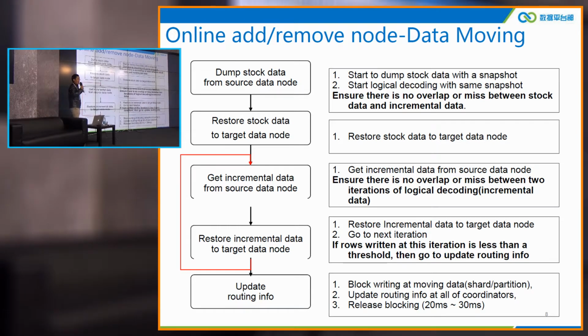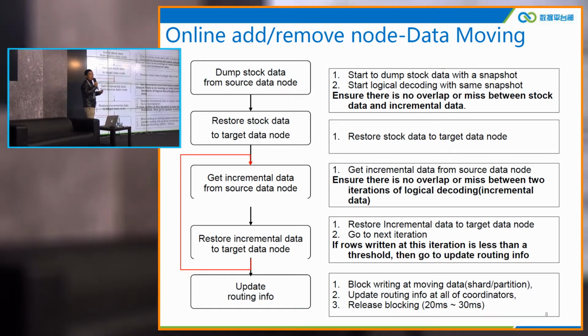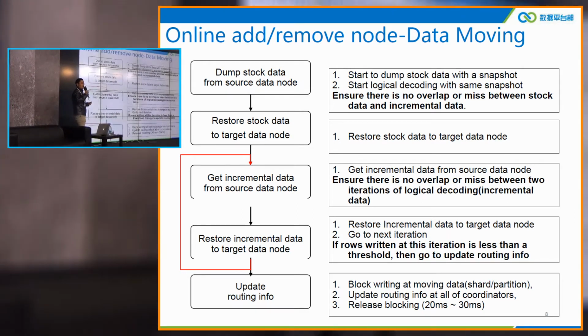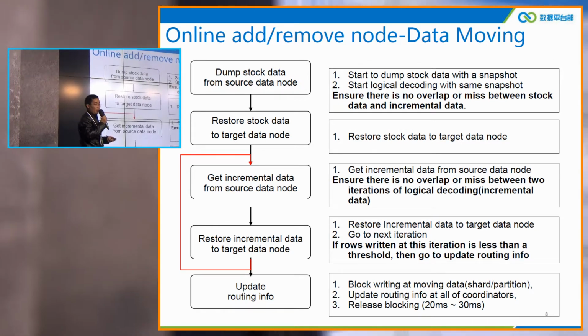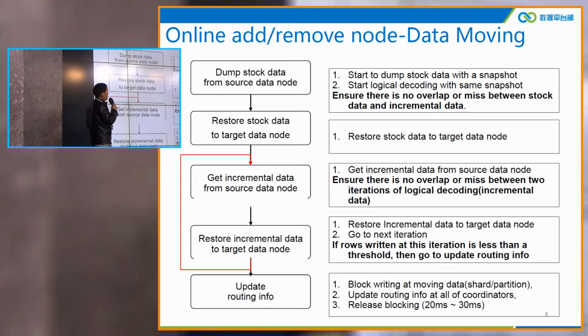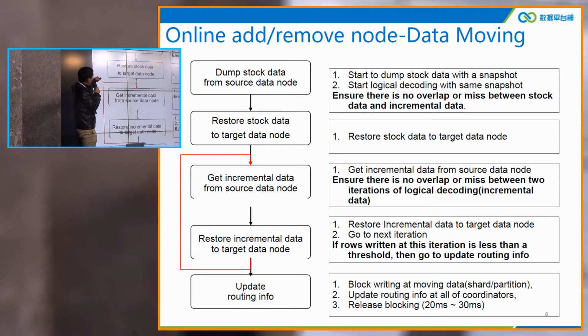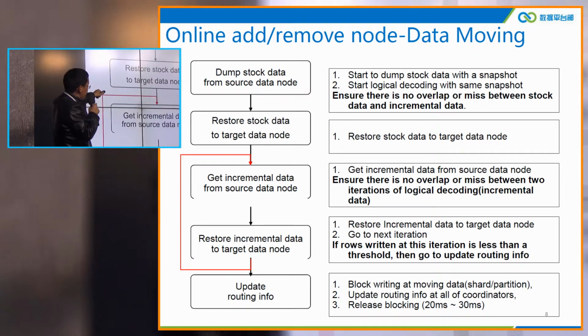Okay, just now I missed something. PGConf.Russia is based on PostgreSQL 9.3.5. In 9.3.5, it didn't provide the logic decoding feature. We added it. Yeah. Then the second step, we just restore data to the target data node.